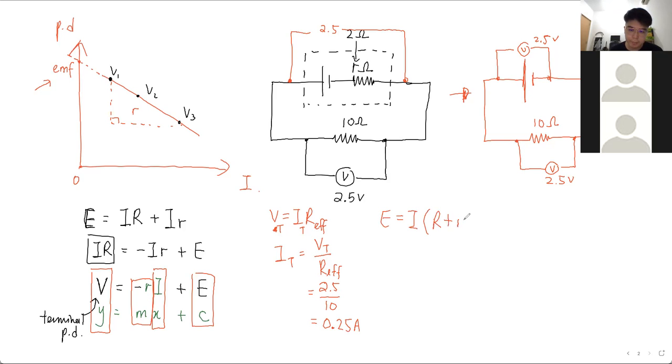0.25 ampere. OK, 现在我知道 current 了，我用我的 E 等于 I(R + r). Okay, so E equals to 0.25. This R is the effective resistance, so 10 plus the internal resistance of 2, so 0.25 into 12 等于 3.0 volt. And this is my EMF.